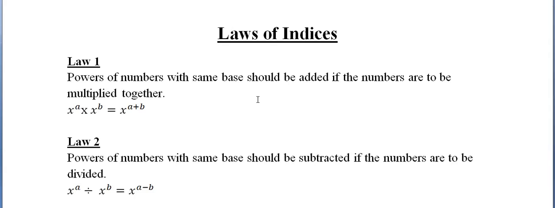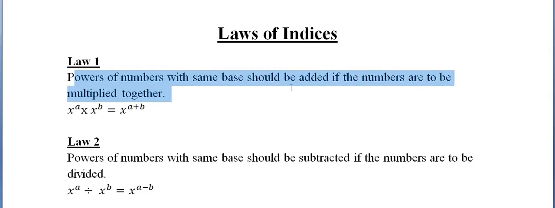Law number 1. Now, in the powers of the numbers, whatever the numbers are, that is the base numbers. Whenever we are referring to the numbers, we are actually referring to the base number. This is your base number, this is x. So the powers of numbers with the same base should be added if the numbers are to be multiplied together. Very simple. In your book it's written like this: x is a natural number, whereas a and b are integers. I'm not going into it.